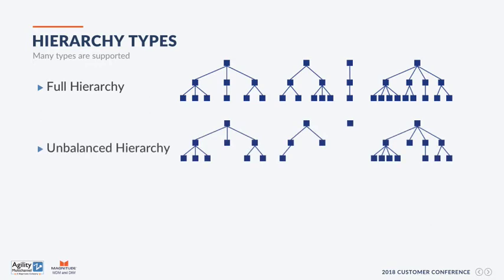Another very common type of hierarchy is the unbalanced or ragged hierarchy. In these cases, not every path is the same. So here we have some hierarchical paths that are 3 levels deep, others that are 2, and in some cases only 1 level deep. So that's an unbalanced or ragged hierarchy.